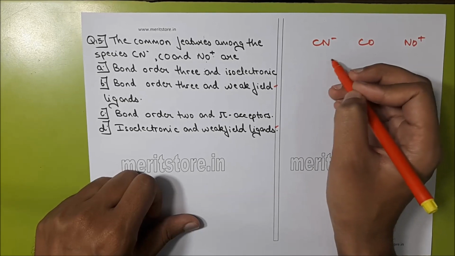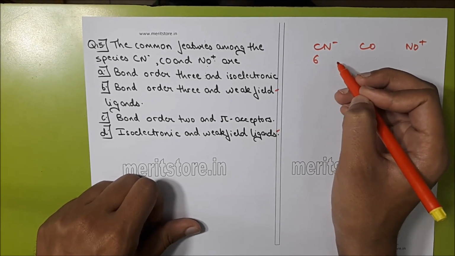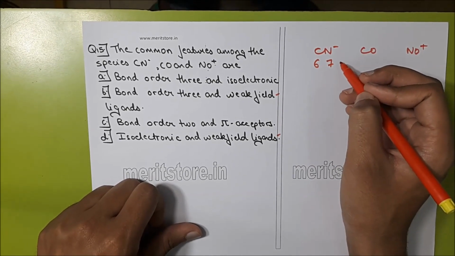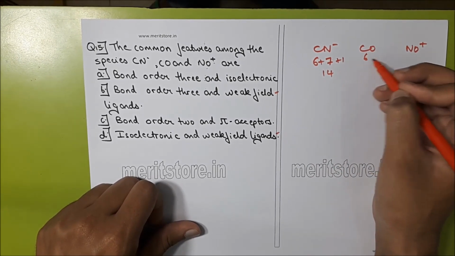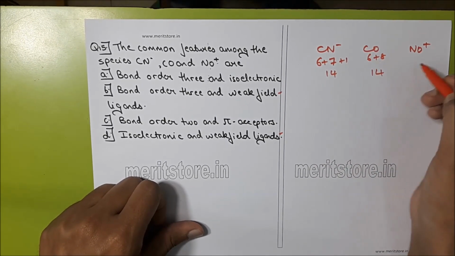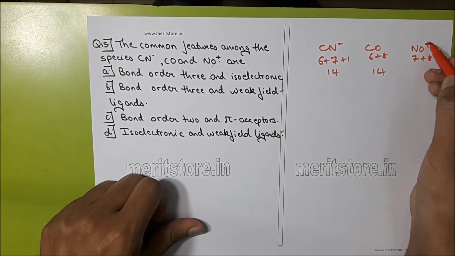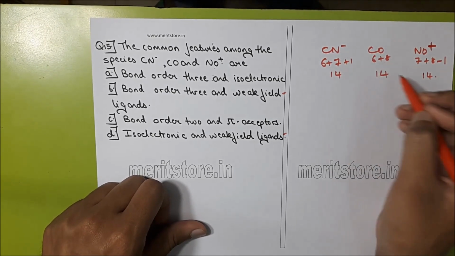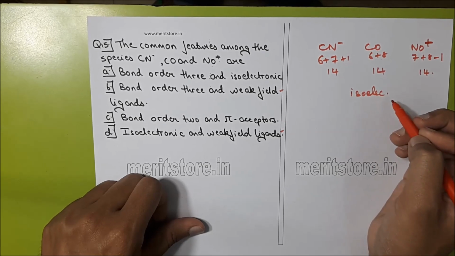CN minus has 14 electrons because carbon has 6 electrons, nitrogen has 7, and there is 1 extra electron. So there are a total of 14 electrons. In CO, carbon has 6 and oxygen has 8, so 14 electrons. In NO plus, nitrogen has 7, oxygen has 8, and 1 electron is lost, so 14 electrons. All of these have an equal number of electrons, so they are isoelectronic species.